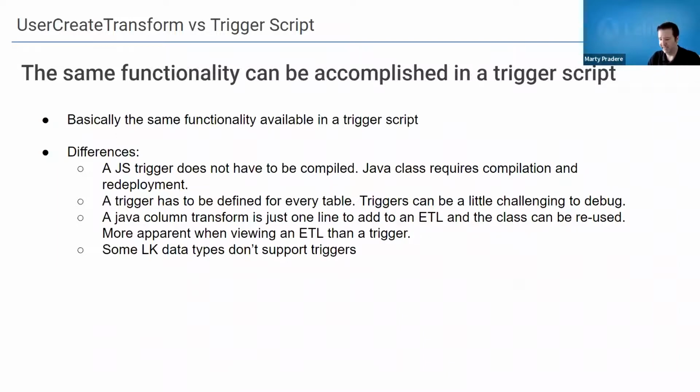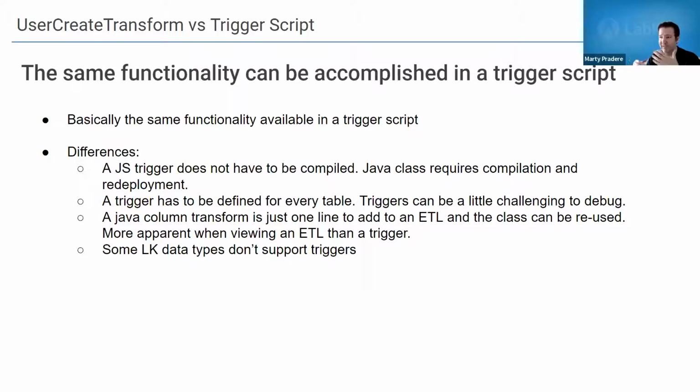Just to contrast and compare, you can essentially do the same thing with a trigger script. And it really has about all the same functionality. With a JavaScript trigger, you don't have to compile that. You can just throw that on your server and it'll work. It doesn't have to redeploy or anything like that. You write it up and you can put it directly on your production server if you wanted to. Whereas a Java class, such as these Java class transforms, requires being compiled and deployed to your server.